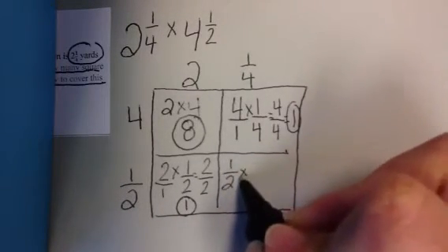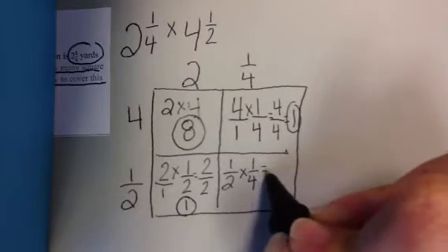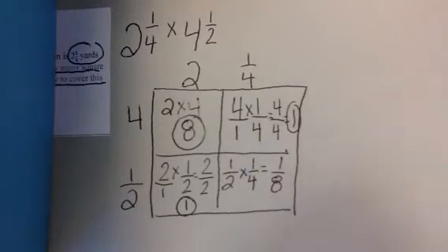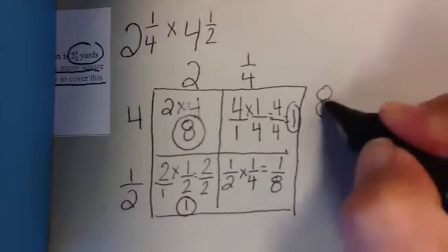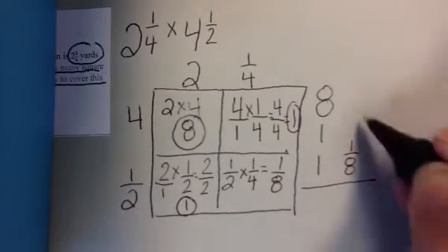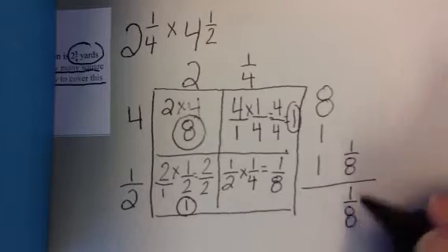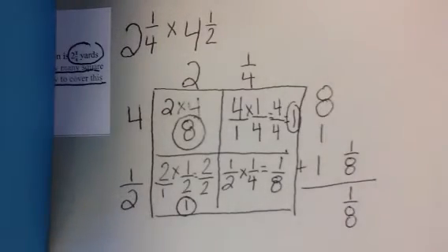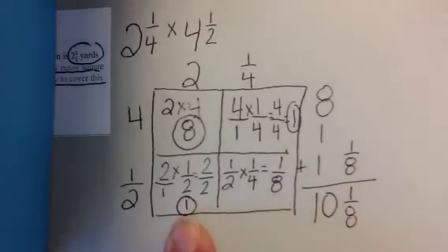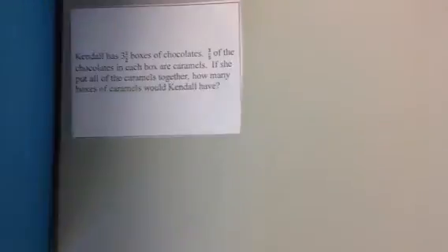Any number over the same number equals 1 whole. 1/2 times 1/4. 1 times 1 is 1. 2 times 4 is 8. I did all 4 of my problems. Now I need to write them on the side. 8, 1, 1, and 1/8. Now I'm adding 8, 9, 10. As far as multiplying fractions go, this one was pretty easy because I had a lot of wholes. I didn't have to deal with different denominators. And 1/8 is as simple as it can get. So let's move on to the next multiplication one.